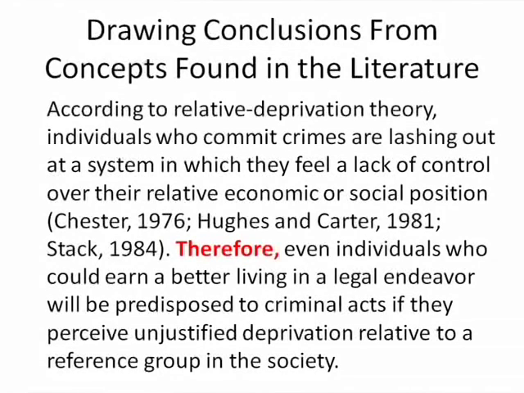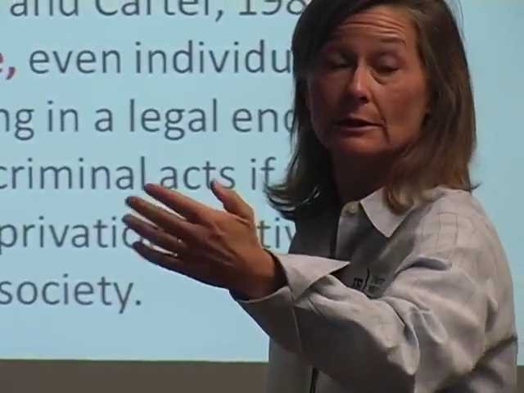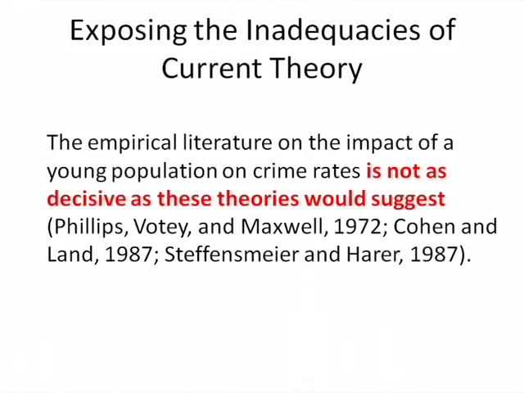The other thing you're going to want to do is draw conclusions. So you put yourself in the argument and then you draw conclusions. Say, this is what I'm going to do. I've looked at all the literature. I know these are my parameters, my constraints, and this is what I'm going to do. This is another way to get yourself in there. Exposing the inadequacies of the current theory. The empirical literature on the impact of young population on crime rates is not as decisive as these theories would suggest. Gosh, you know, the conclusions are not that great. Maybe there's a new study out there waiting to happen.